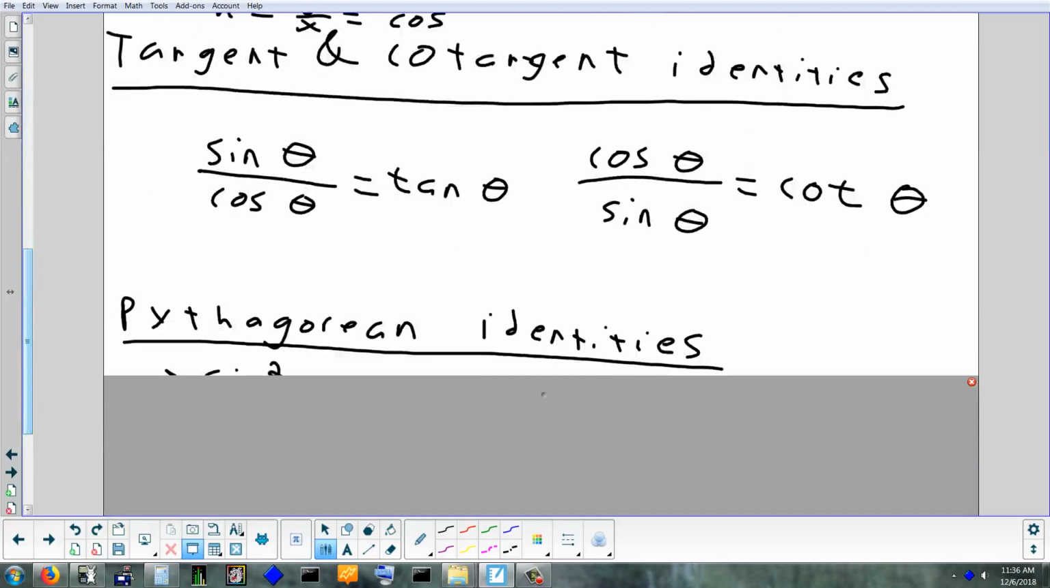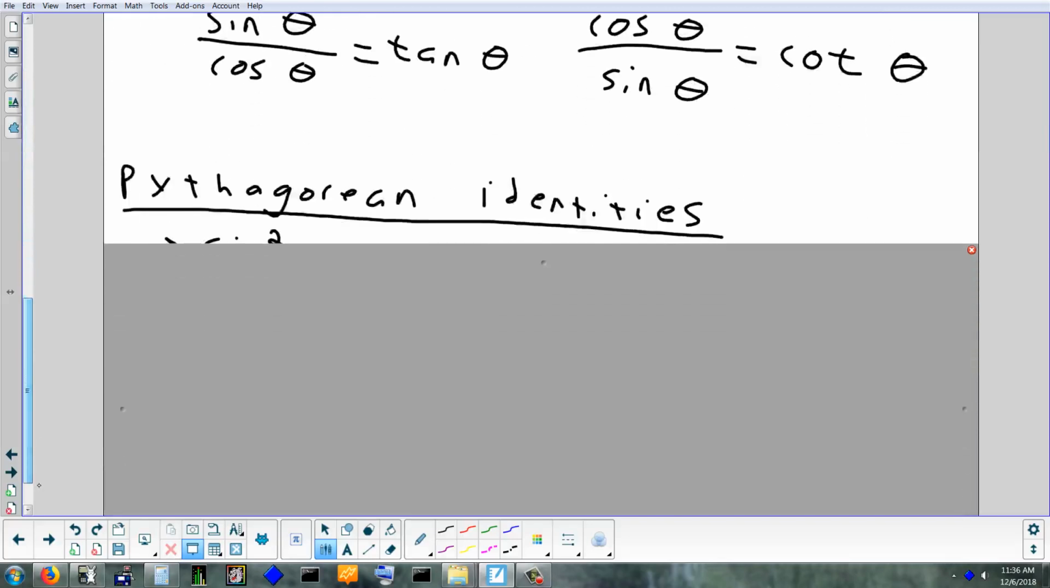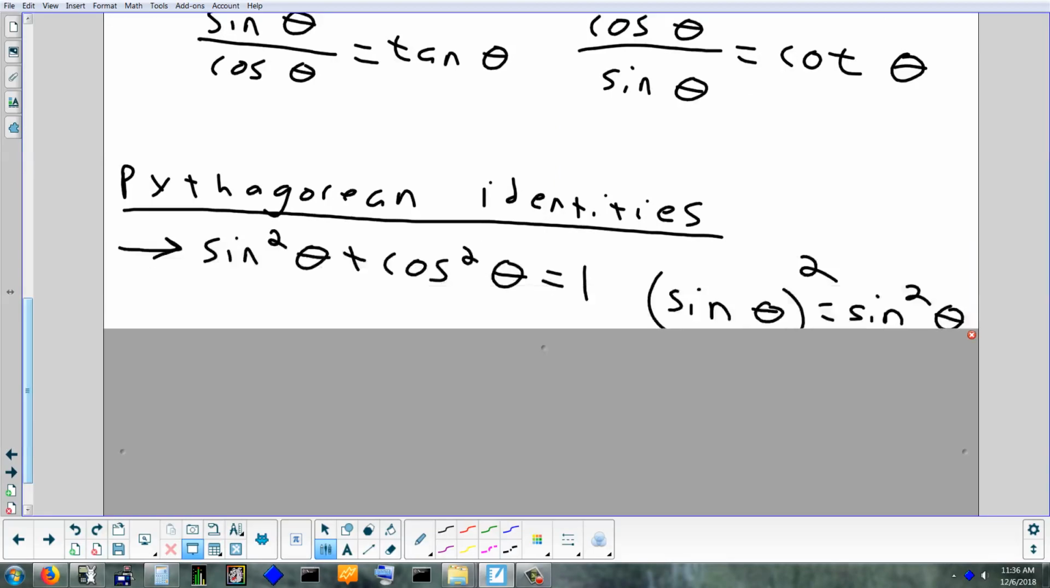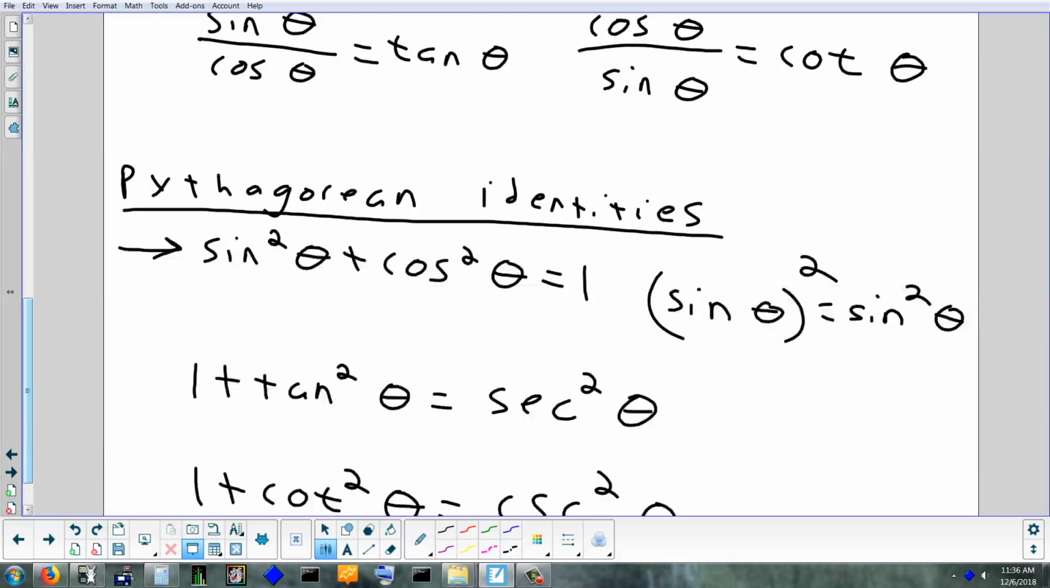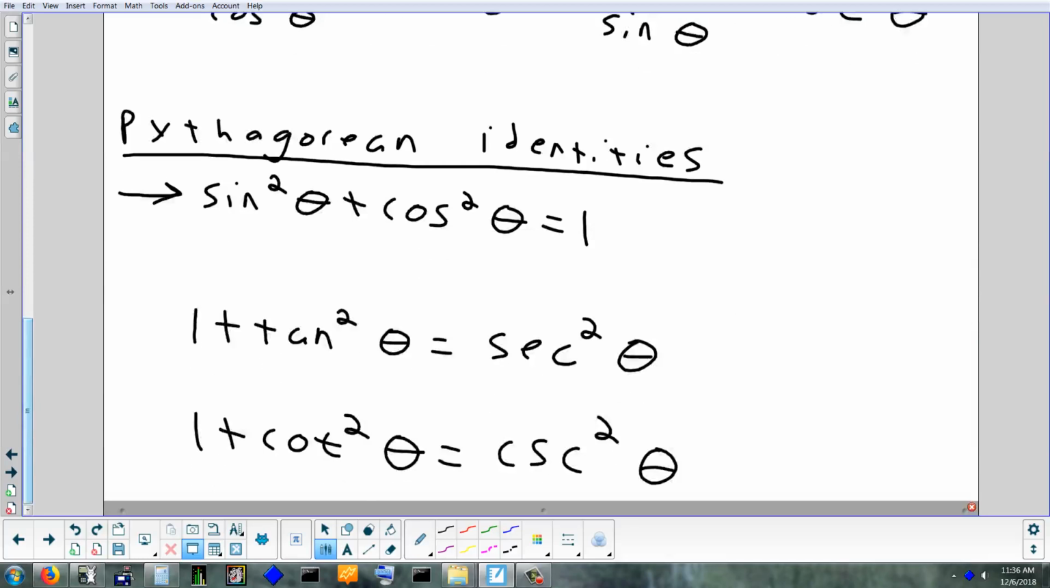Now, the last group of identities, I'm just going to have you write them down. I'm not going to talk about them at all today. Okay, and they're not going to be on the test. The reason I'm having you write them is so you have all the fundamental identities on the same page in your notes. Okay? So at some point, we'll talk about these. I just want you to copy down those three. But I'm not going to talk about them today.